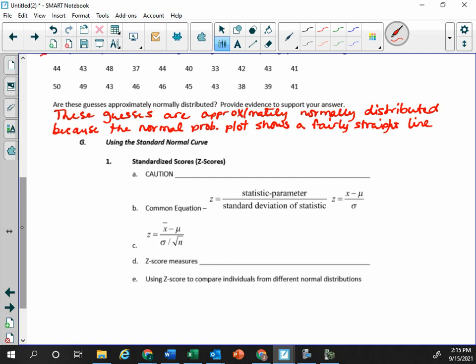All right, does that make sense how you check that? It's not too bad, right? Okay, so now we're going to move on to the z-score part of this and how you actually use the normal curve and make comparisons to different things. So a standardized z-score, first thing here, caution: just don't assume your data is normal. Not every data set you're going to get is going to be normally distributed. So don't assume data is normal. You always want to check.